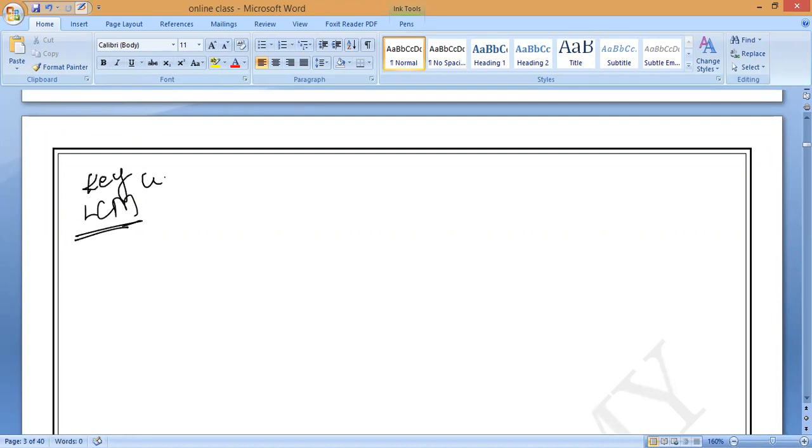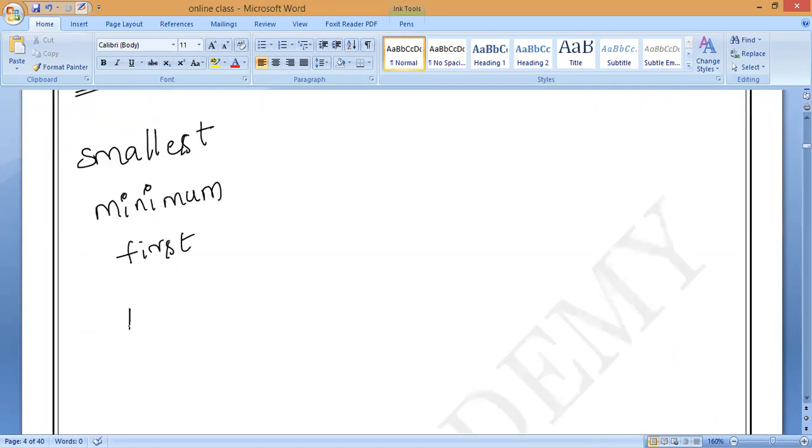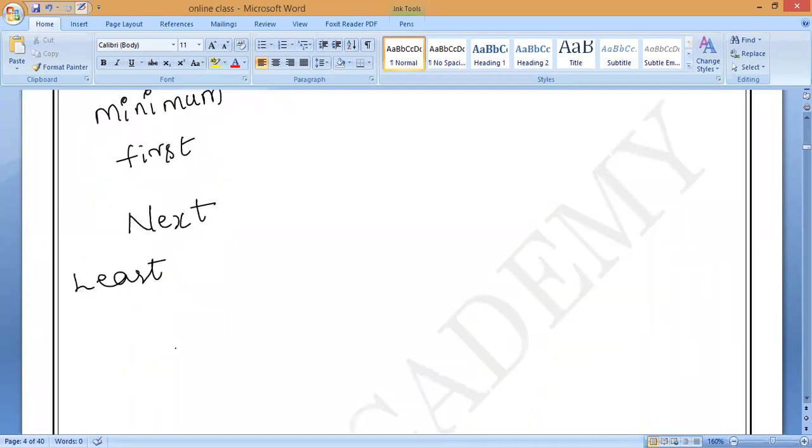Keywords for LCM. All of you note it down. Smallest, minimum, first, next, least, repeated, over and over.